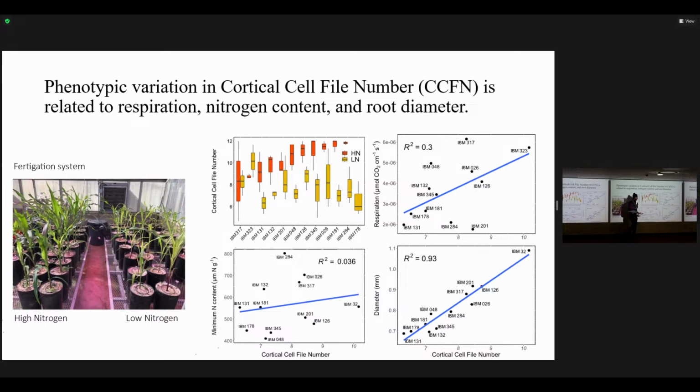We observed a similar pattern to what Chimungu observed before: the lines that have a reduced cortical cell file number tend to have less respiration, and they tend to have less nitrogen content in the tissue. So we wanted to test if the lines that had a higher or a smaller cortical cell file number were better, or adaptive, under nitrogen stress. But we had a problem: sometimes the lines that had, for example, increased cortical cell file number sometimes had different values for cortical cell size.